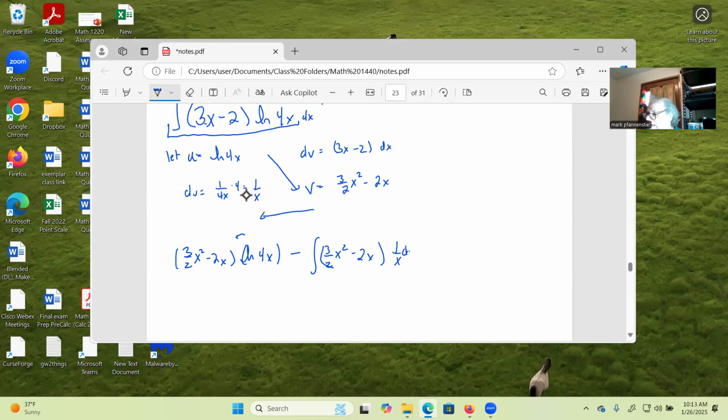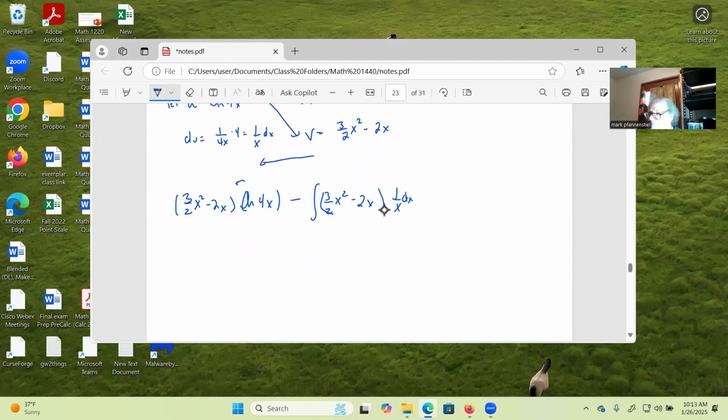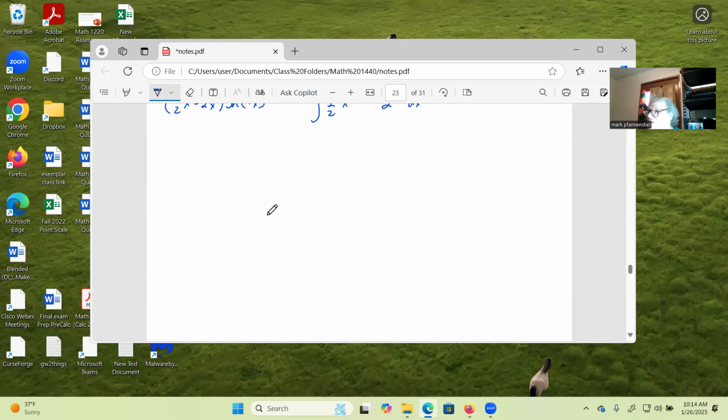This should be a dx here. We're going to go ahead and simplify this piece. This is the key of this; this is what integration by parts lets us do. So we have 3 halves x squared minus 2x, parentheses, natural log 4x, parentheses, minus, and then we're going to integrate. Now I've got to deal with this 1 over x. So 3 halves x squared over x is just going to be 3 halves x, minus 2x over x is just going to be 2. One of these x's canceled for both of these terms. We still have to integrate this. So we're not quite done yet, but we're getting close.